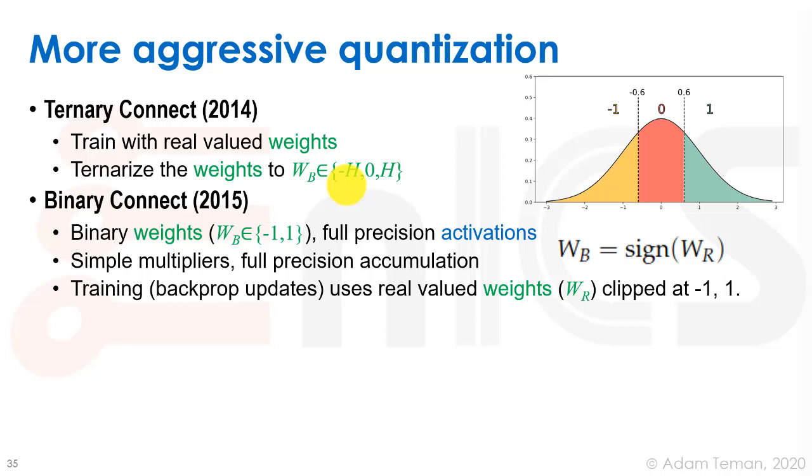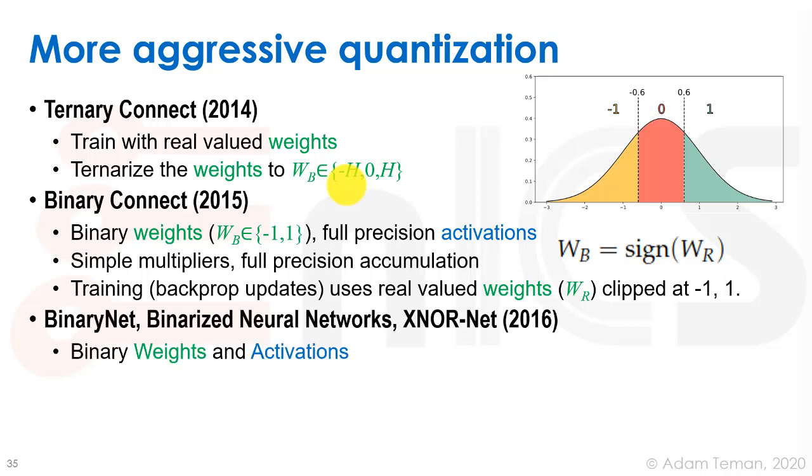In the Binary Connect paper, they presented the math and the approach to do backprop with this. Backprop uses real valued weights that are clipped at -1 and 1, and the methodology that they use has been applied in even more aggressive approaches, such as binary net, binarized neural networks, XNOR net, and other ones that binarize both the weights and the activations.